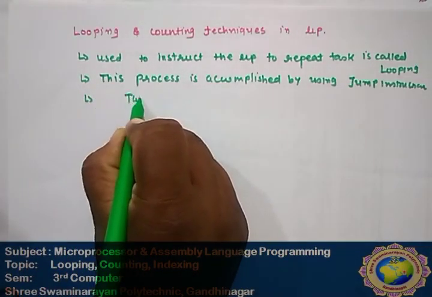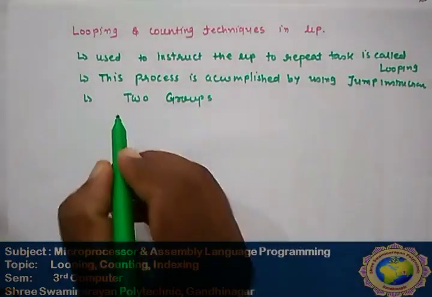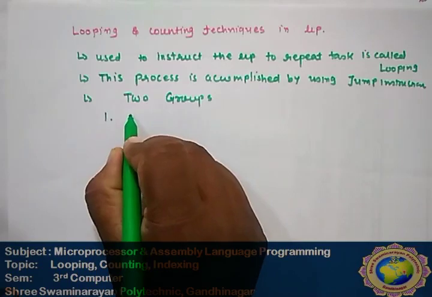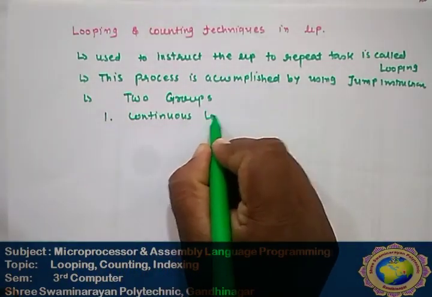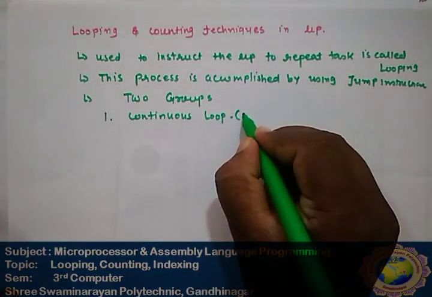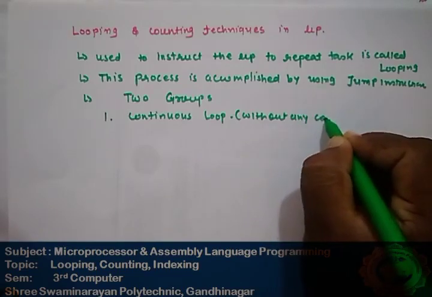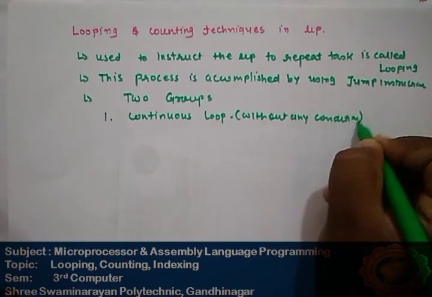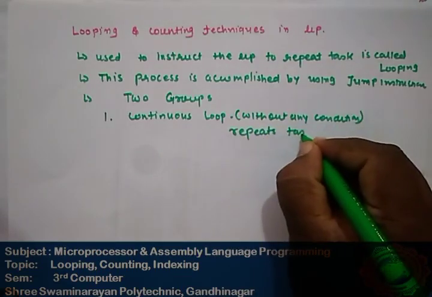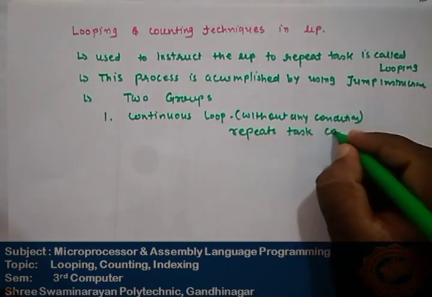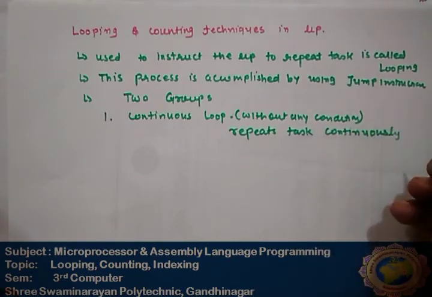The looping has two groups. The first is the continuous loop. A continuous loop means without any condition. Without any condition, it repeats the task continuously.